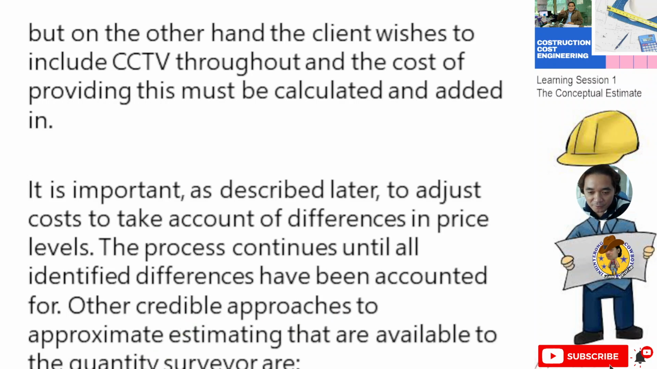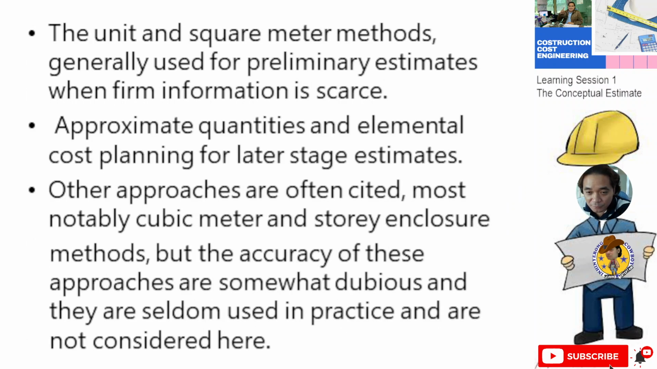Other credible approaches to approximate estimating available to the quantity surveyor are the unit and square meter methods, generally used for preliminary estimates when firm information is scarce. Then we have approximate quantities and elemental cost planning for later stage estimates. Other approaches are often cited, most notably cubic meter and storey enclosure methods, but the accuracy of these approaches is somewhat dubious, and they are seldom used in practice, so they are not considered here.